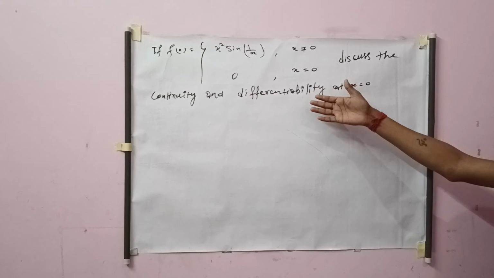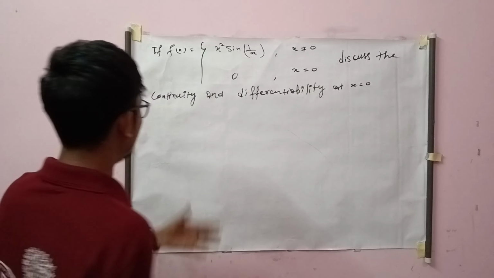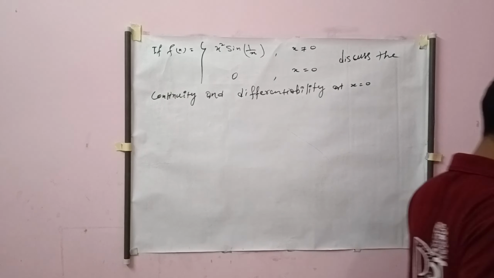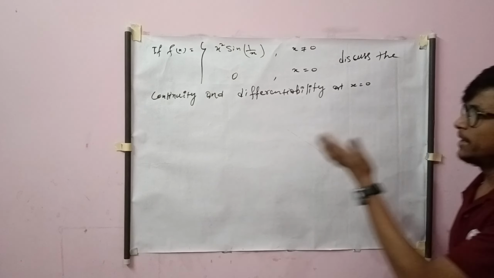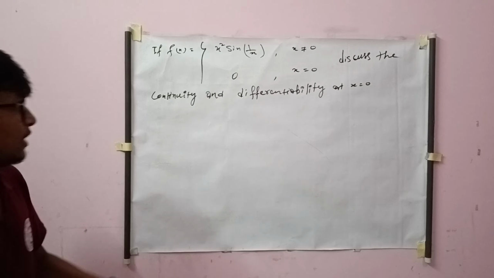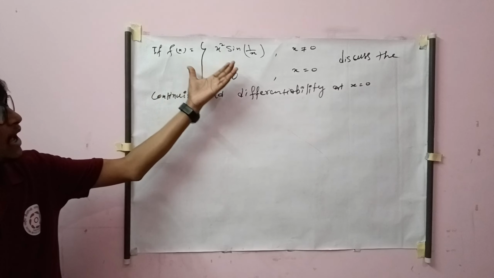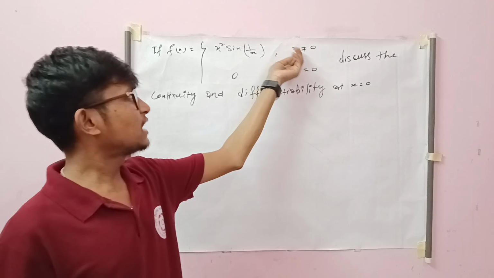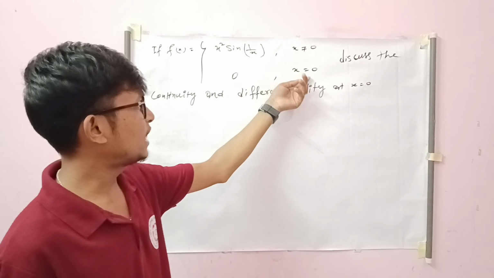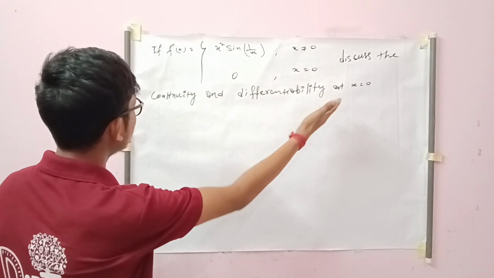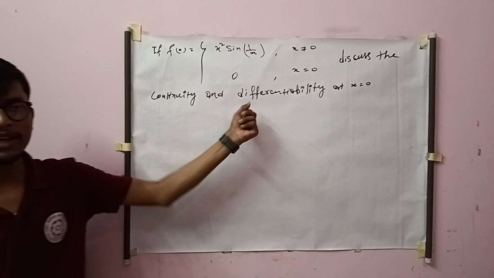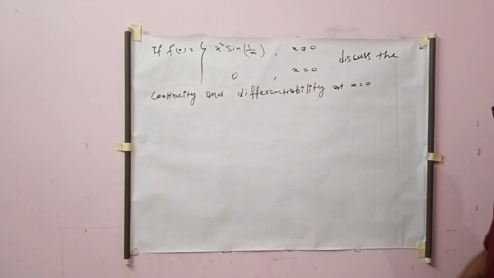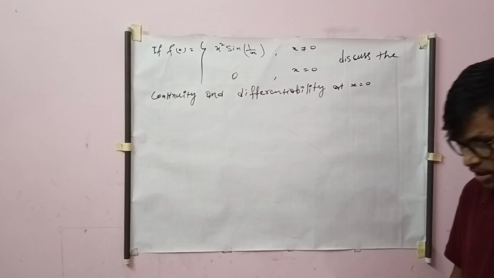This is the famous problem, or one of the famous problems on continuity and differentiability. So, how do we solve that problem? The question is: f of x equals x square sin 1 upon x, for x not equal to 0, and 0 at x equal to 0. Discuss the continuity and differentiability at x equal to 0. How will we check whether that function is continuous or differentiable or not?